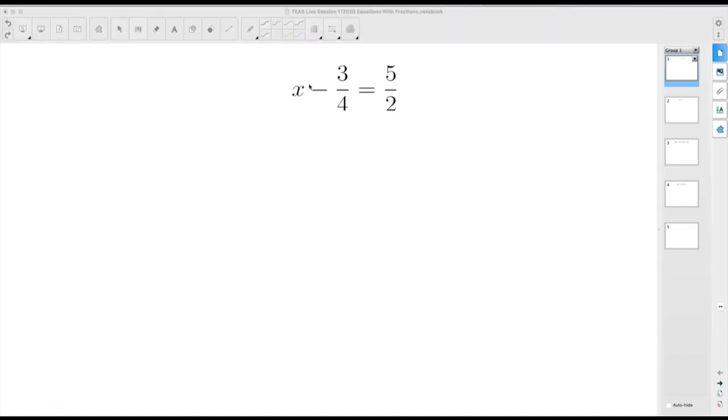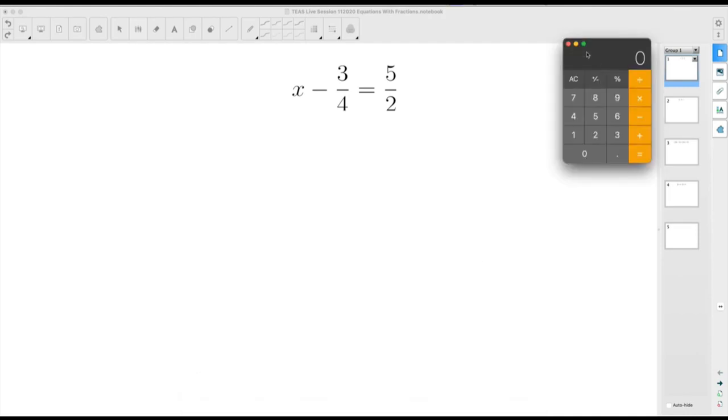So anyway, this first example here, I want to motivate some ideas that I do see a lot of students do. When they're dealing with fractions, sometimes they want to convert those to decimals. And there's absolutely nothing wrong with doing that as long as you get nice decimals. Let's look at this example here. We have x minus 3/4 equals 5/2.